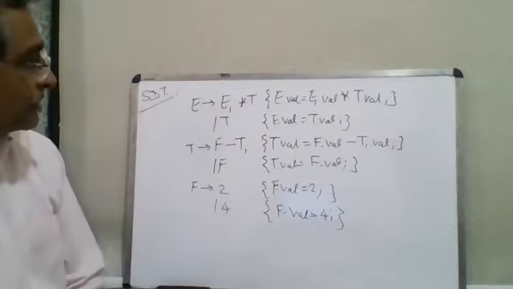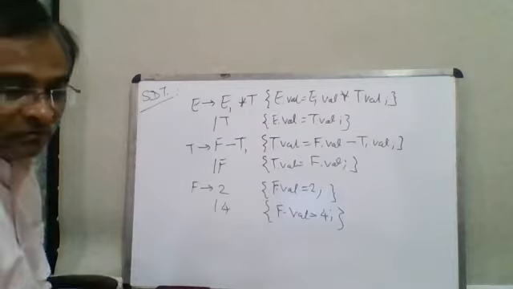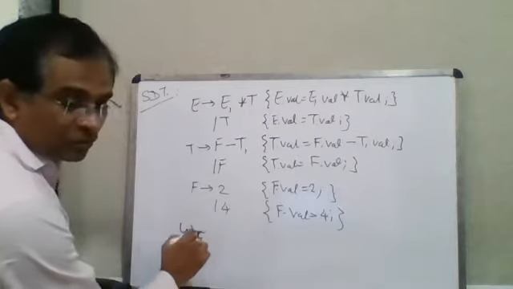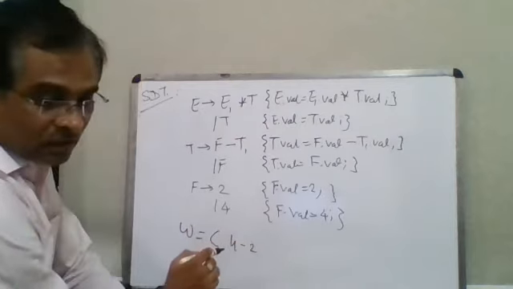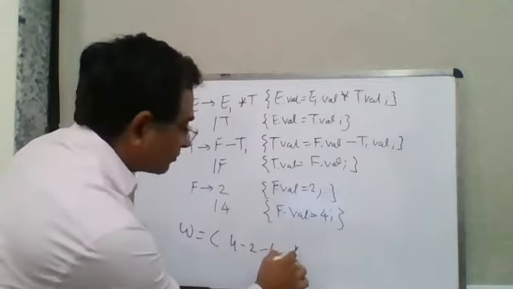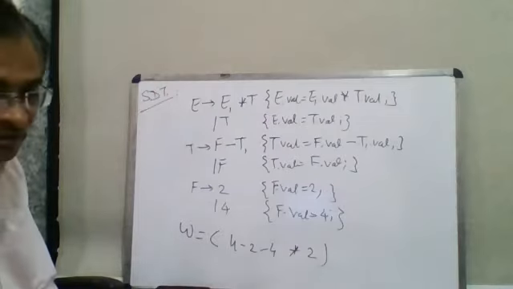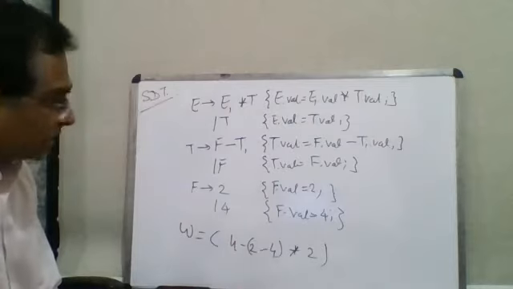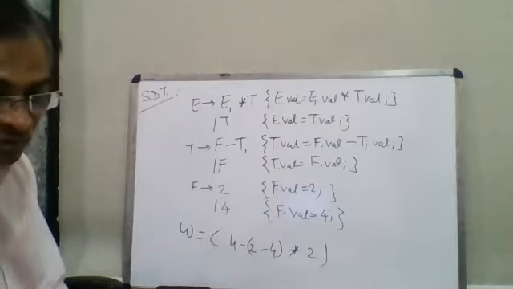Okay, given this situation, now the question is you need to solve what will be the value of the string. Let's say W is given to you: 4 minus 2 minus 4, just note down, and then star 2. I'm going to put some brackets here and there. Okay, so what is the situation is 2 minus 4, this is going to be there, and 4 minus 2 minus 4 into 2, right?